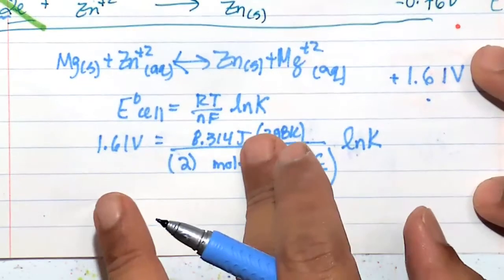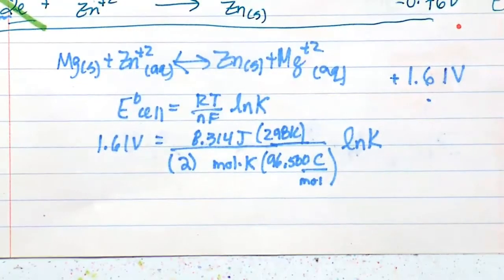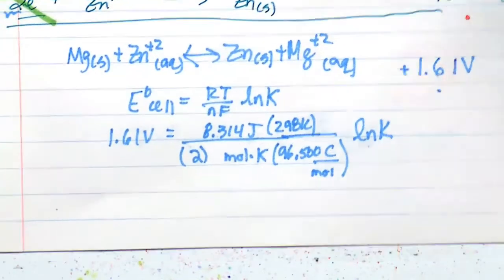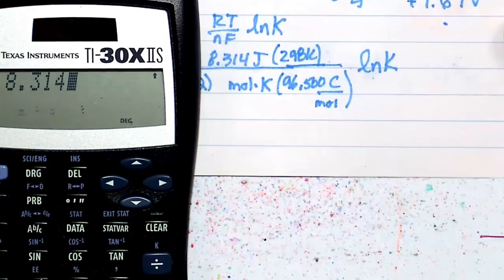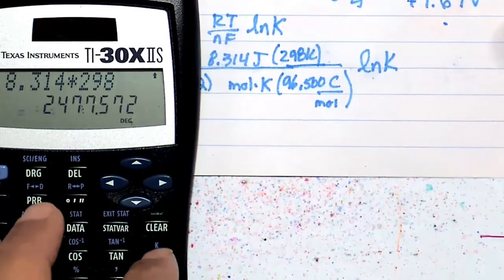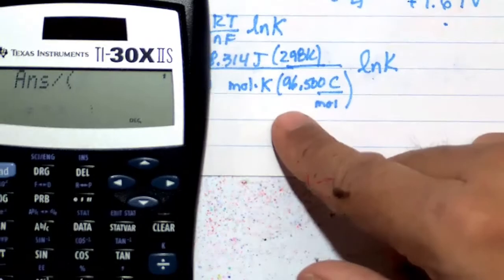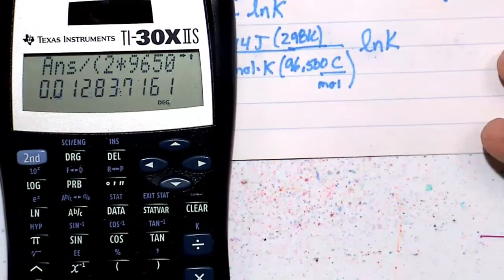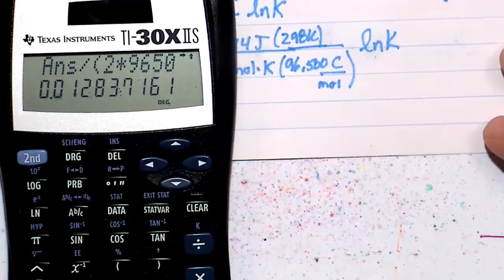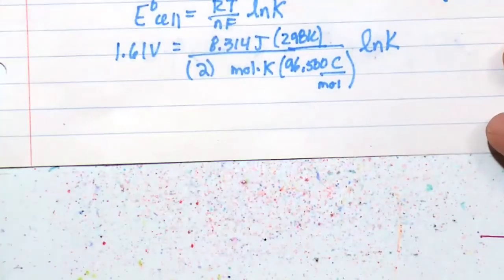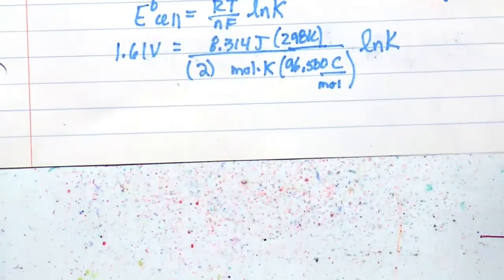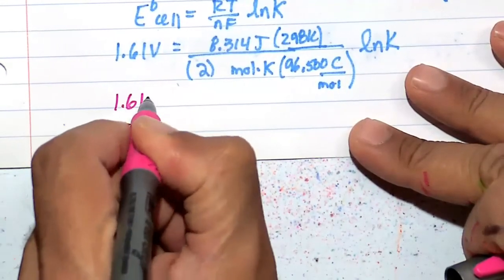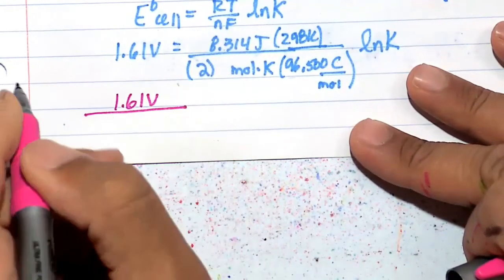But first, let's figure out all this mess here. To get K, we have to take the inverse natural log, which is e to the power. So here we have 8.314 times 298 divided by 2 times 96,500. And I'm getting 0.01283 or 0.01284.